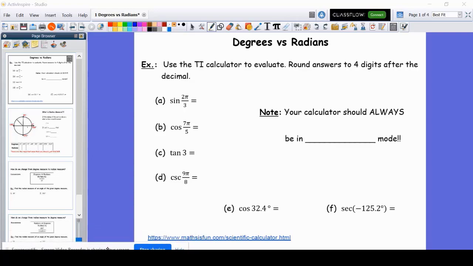Hi guys. Okay, so today we want to look at degrees and radians. Now before we get into that, we want to make sure we know how to use our calculator. So we're going to start with the TI calculator and we're going to evaluate some trig values.